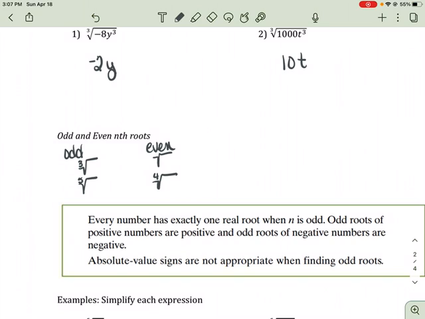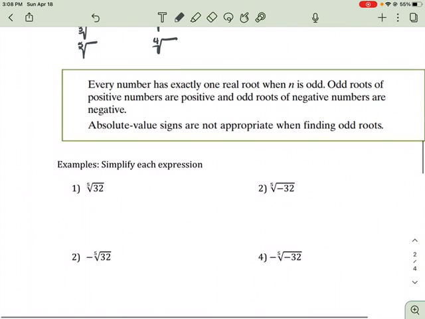So every number has exactly one real root when n is odd. Odd roots of positive numbers are positive. Odd roots of negative numbers are negative. So unlike even roots, like square roots, you can have a negative underneath the radical sign. So keep that in mind. Absolute value signs are not appropriate when finding odd roots. So if I'm doing cube roots or fifth roots, we don't need to worry about the absolute value sign that we talked about the other day.